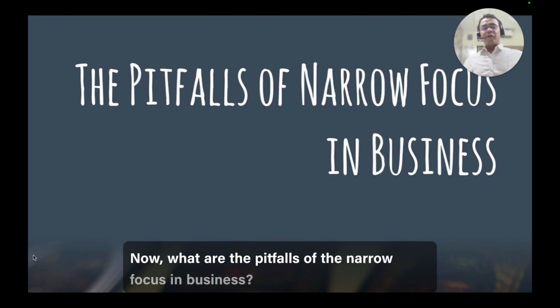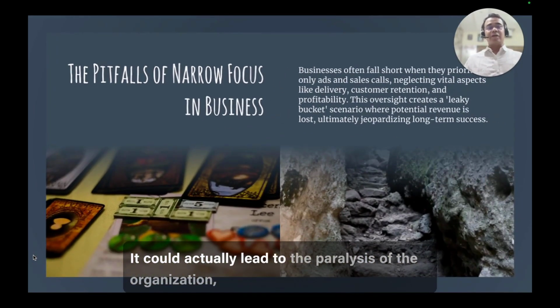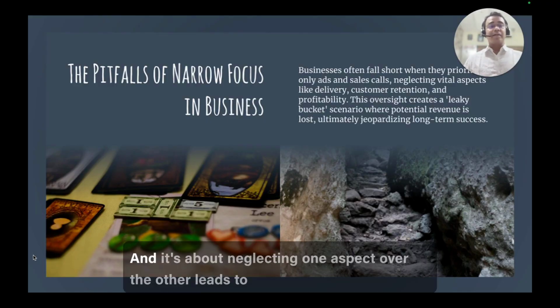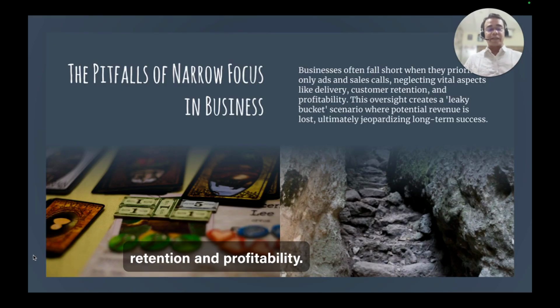Now, what are the pitfalls of the narrow focus in business? If these seven aspects are not being taken care of, then what are some of the challenges that an organization or the service provider might foresee? It could lead to the paralysis of the organization because businesses fall short of the profitability that they make. Neglecting one aspect over the other leads to a lot of challenges around delivery, customer retention, and profitability. This oversight creates a leaky bucket, which ultimately stunts the entire growth of the organization because revenue is lost and it jeopardizes the long term relationship with the customer.